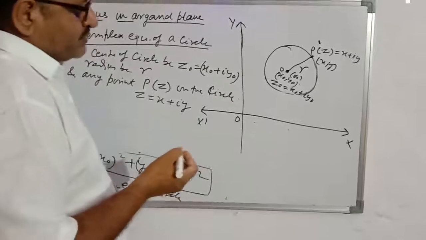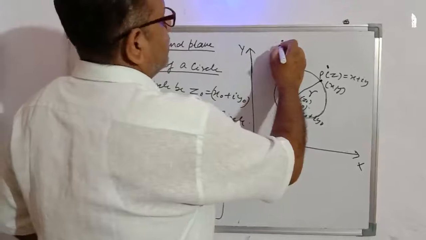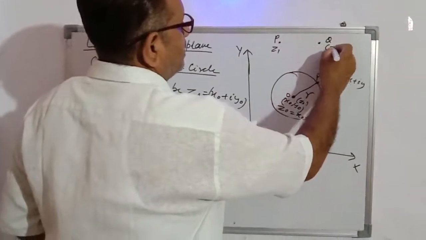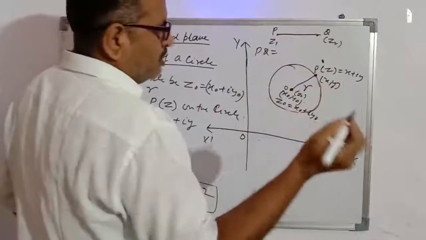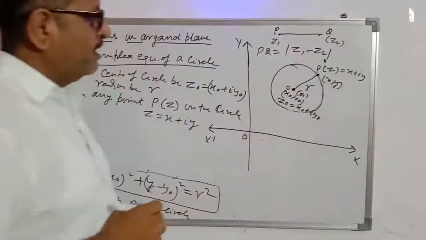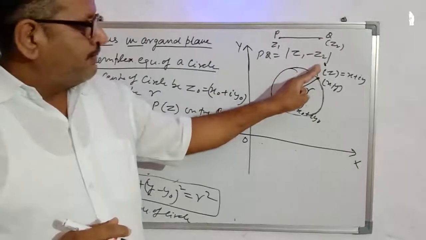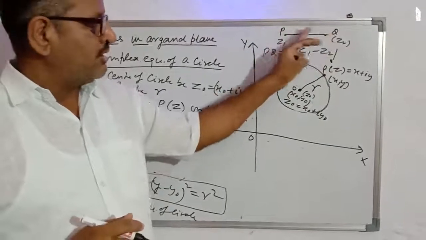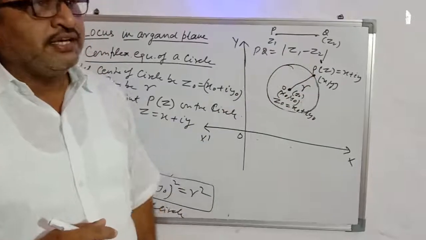We know that the distance between two complex numbers is what? Suppose one complex number is Z1, it is P. The next complex number is Q, it is Z2. So what is this distance PQ? I have told you, PQ means modulus of Z1 minus Z2. So the distance between two complex numbers Z1, Z2 is equal to the modulus of their difference.